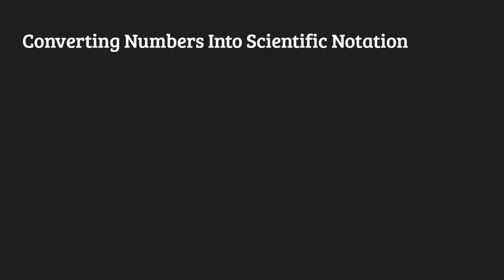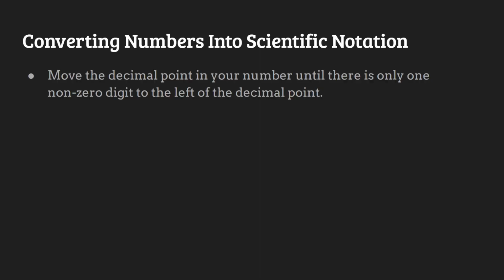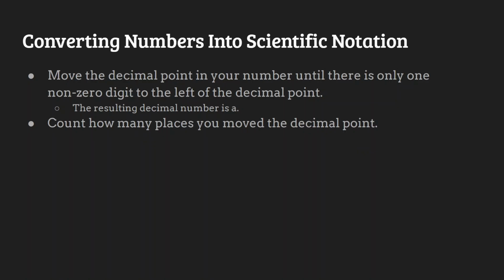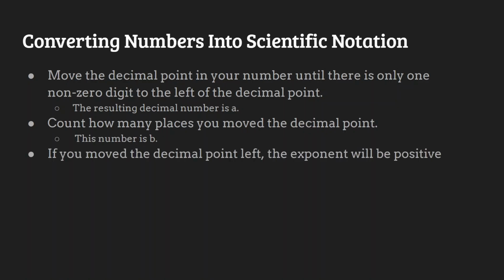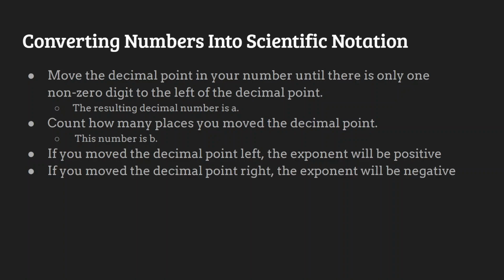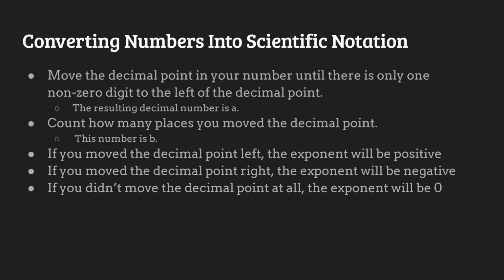So how to convert numbers into scientific notation? You're going to move the decimal point in your number until there is only one non-zero digit to the left of the decimal point. That resulting decimal number is A. Count how many places you move the decimal point. That number is B. If you move the decimal point left, the exponent will be positive. If you moved it right, the exponent will be negative. If you didn't move it at all, the exponent will be 0.